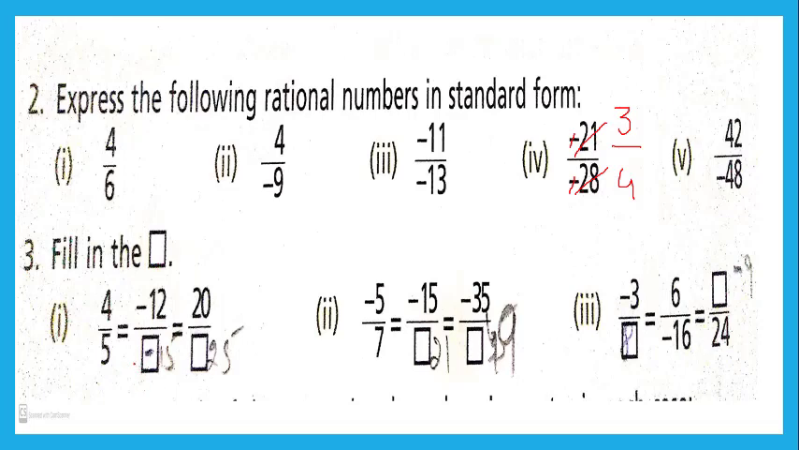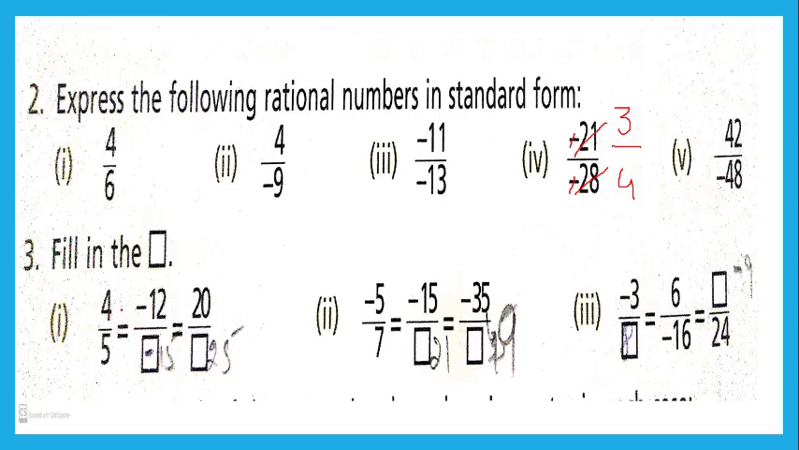Now you need to put a number inside the box which is appropriate and which fits right in there. So the first one is 4 by 5 is equal to minus 12 by box, which is equal to 20 by box. So what number goes right in this box? That will be justified by looking at the numerators.